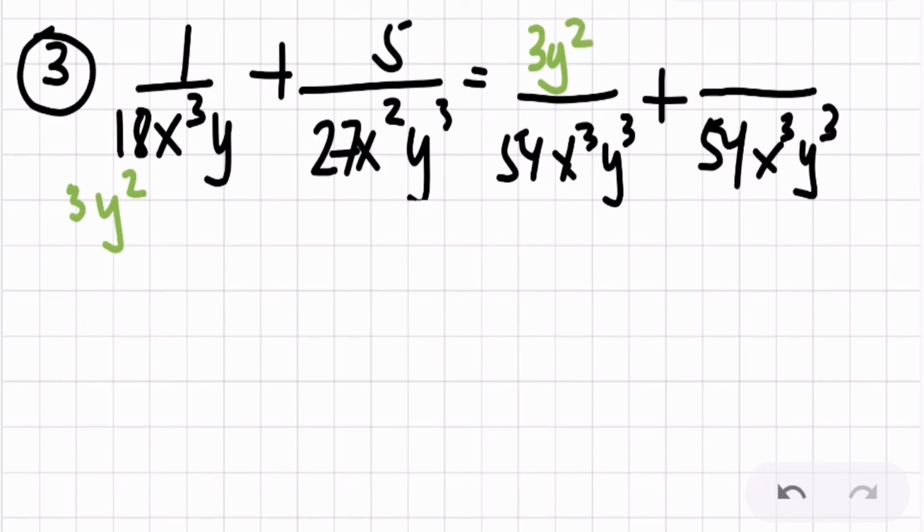And then for the other one, we will have 54 divided by 27 is 2. X cubed divided by x squared is x. And y cubed divided by y cubed, so that will be cancelled out. So 2x times 5, that is 10x.